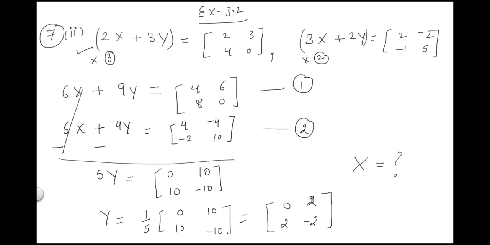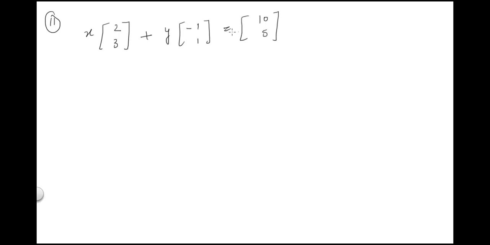The next question that we are going to discuss is question number 11. In question number 11, we have to find out x and y. So it is given as, the equation is x times a column matrix with 2 and 3 as the elements, plus y times the column matrix with elements minus 1 and 1, equal to the column matrix 10 and 5. Okay. So just for comparing them, we should solve it first. So multiply this x inside, we get 2x, 3x. And in the second matrix, we will get minus y and y.